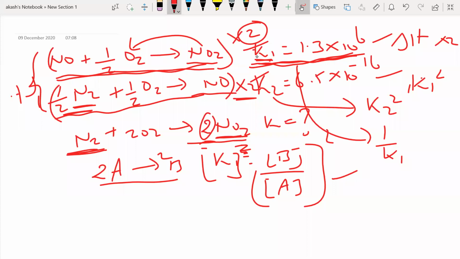Whenever you reverse the reaction, the equilibrium constant will become its reciprocal. That's the second operation. The third operation is the addition of two reactions. Whenever you add two reactions, the equilibrium constant has to be multiplied. Don't forget, the equilibrium constant has to be multiplied.